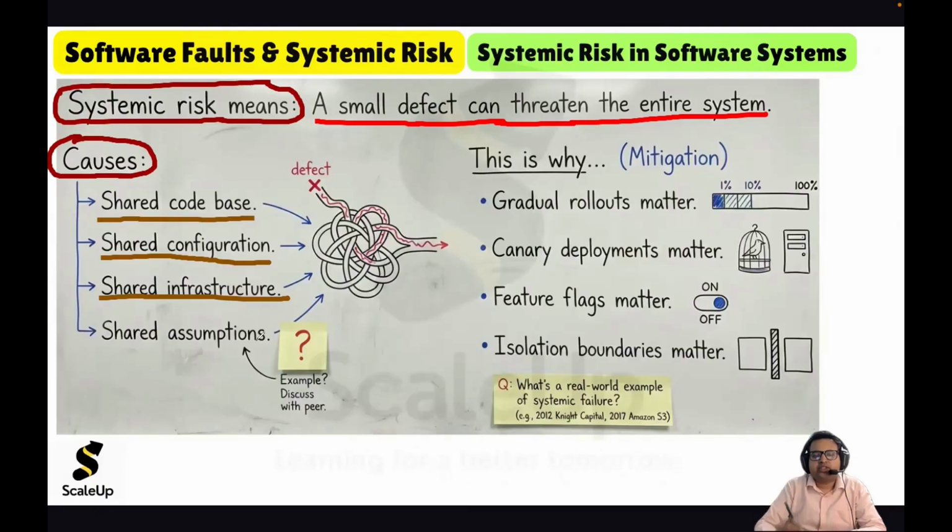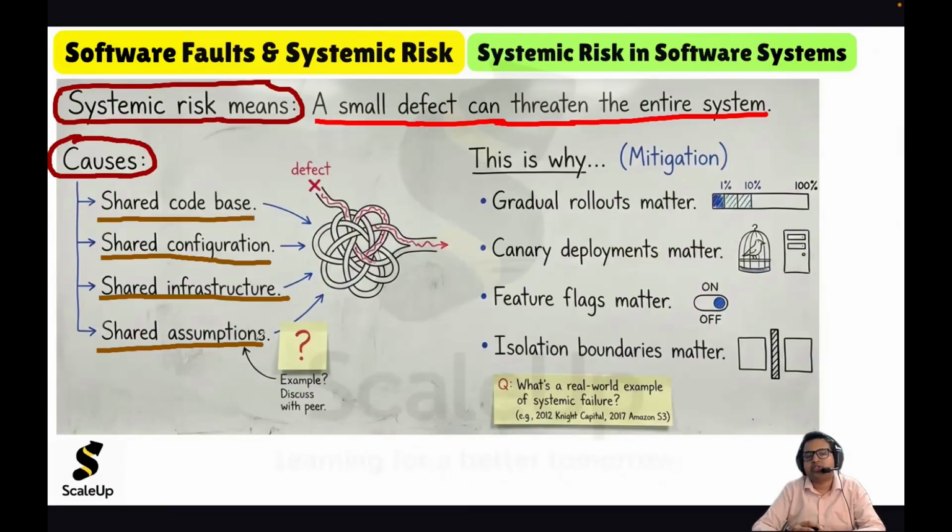Shared assumptions. If every developer assumes the database will always respond in under 500 milliseconds, and the database suddenly takes 600 milliseconds, then the assumption is wrong. So every service may simultaneously time out and crash.